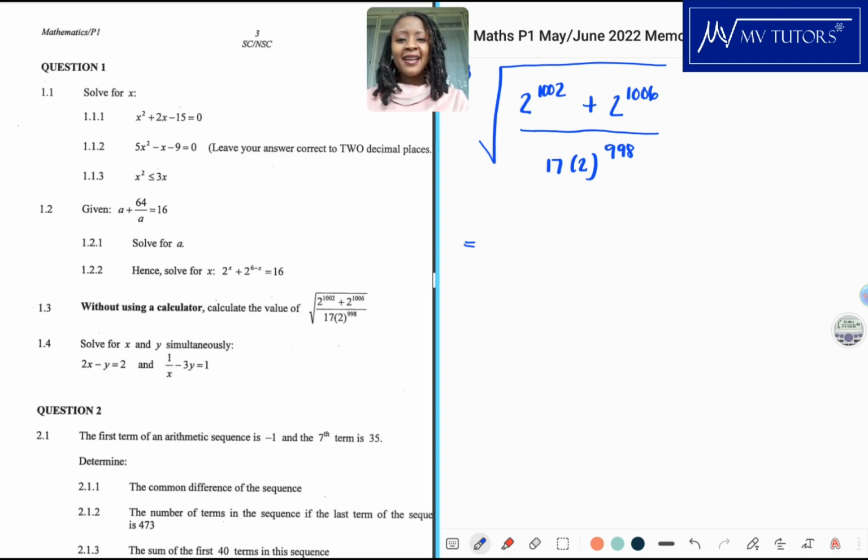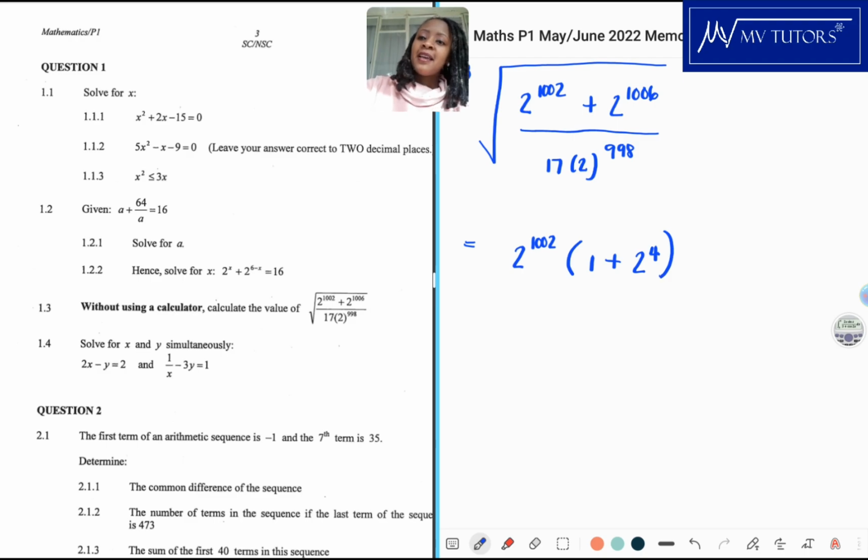I would advise, take out the common factor when doing these sums. Either take out the common factor on the numerator and then make the denominator work, or look at your denominator and try to make your numerator somehow equal to your denominator. I like taking out the common factor, so I will start with that. On the numerator, I can take out 2 to the power 1002. So I'm left with 1 plus 2 to the power 4, because 4 plus 1002 will give me 1006.